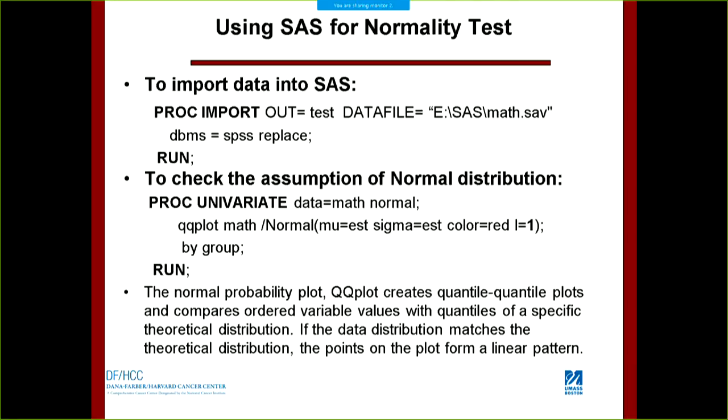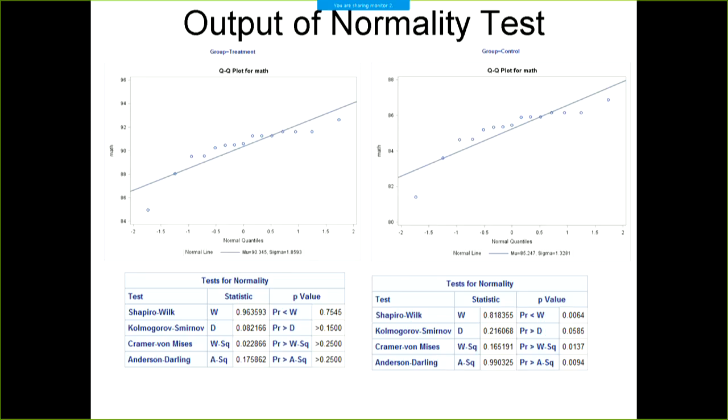And then we can check the assumption of normal distribution by using proc univariate here. We select the QQ plot for the outcome variable, math, by the group. Basically, we are going to check the normal distribution for two individual, independent groups. So here is the output from the QQ plot. Those two QQ plots look close to a straight line, which is closer to the normal distribution.